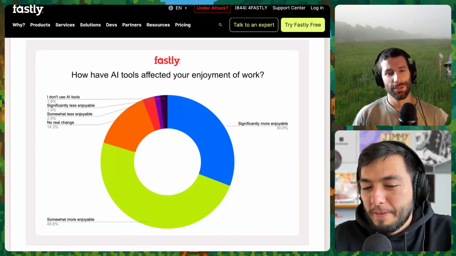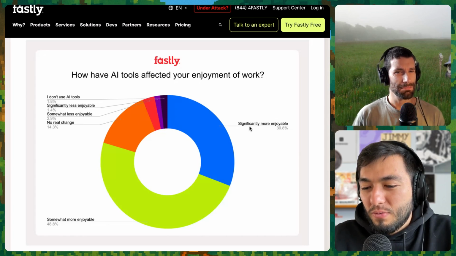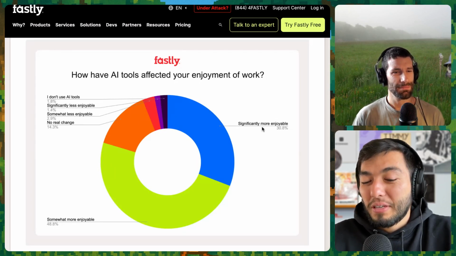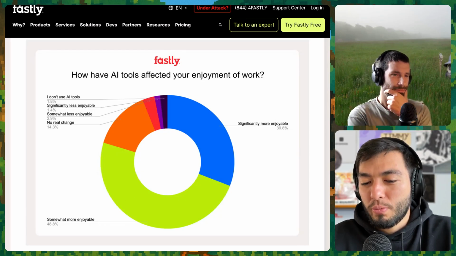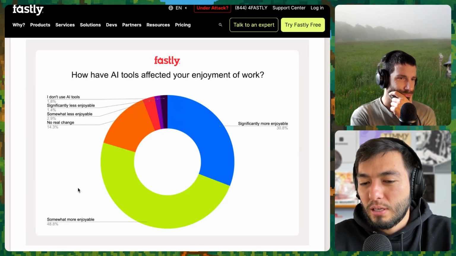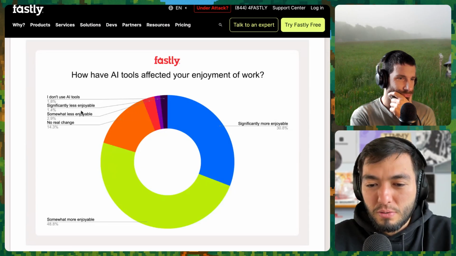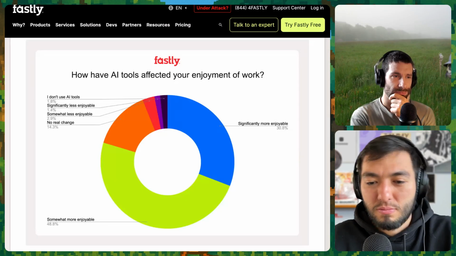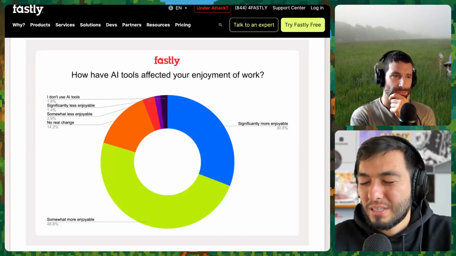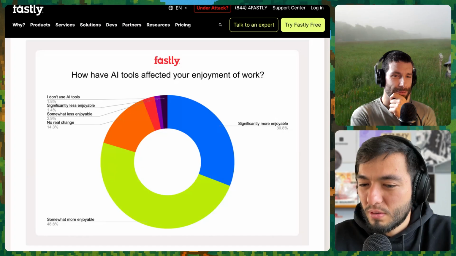Well, actually, 30% said significantly more enjoyable. The biggest category is actually somewhat more enjoyable, at 48.8%. And significantly less or somewhat less enjoyable, summed up, is like 4 point some percent. It's very little. It depends a lot on your point of view, of course.